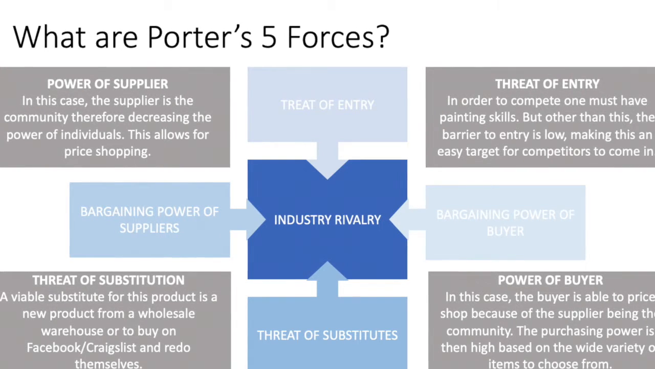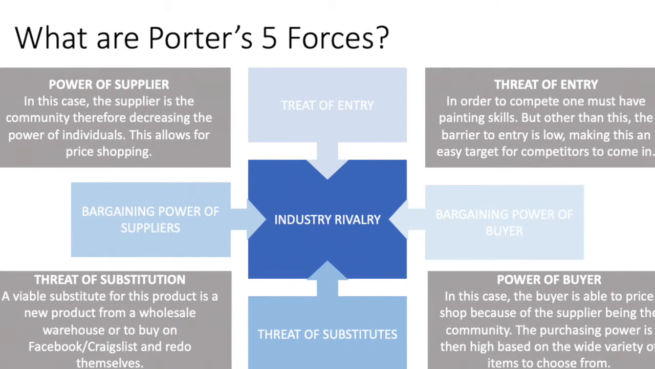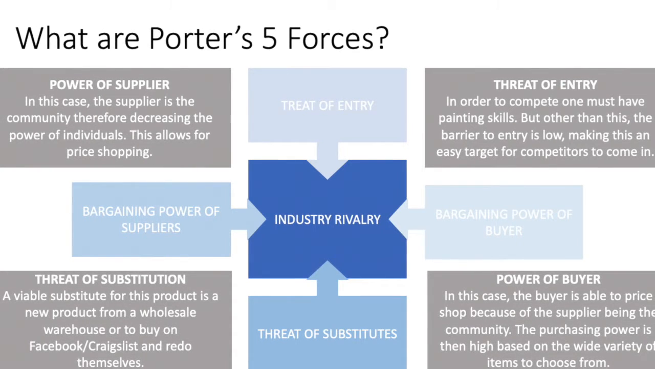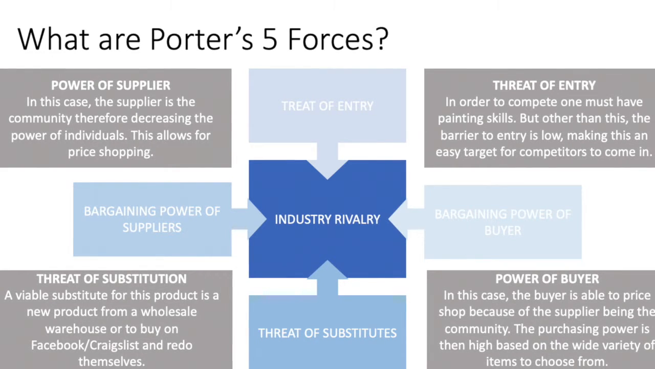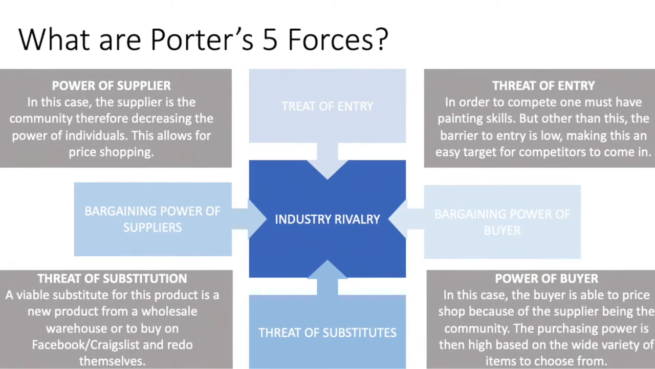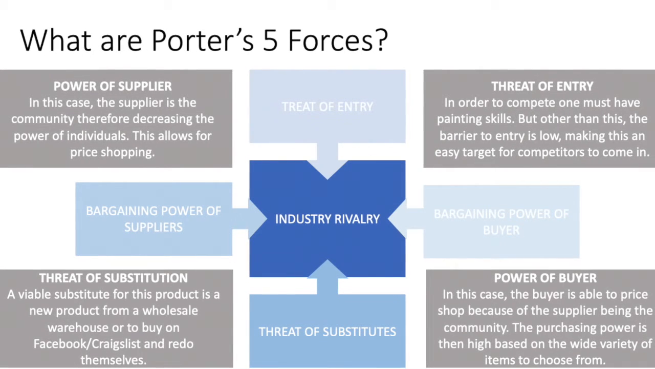The power of buyer. So in this case, the buyer is able to price shop because of the supplier being the community. So basically, we do shop off of Craigslist. We go to yard sales. We go to all of these different events in order to find our furniture, so we don't get it from one place.